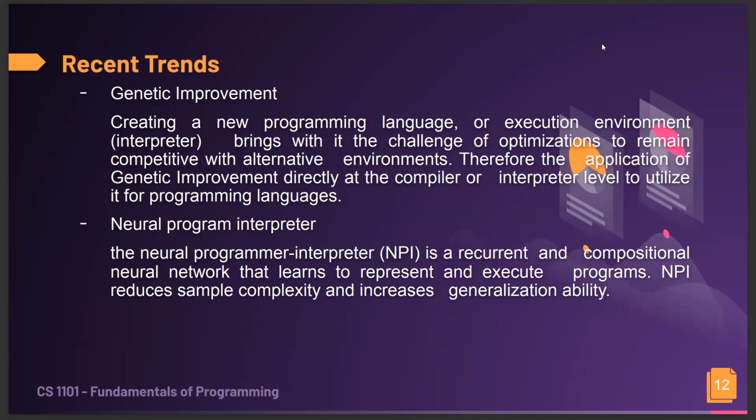Recent trends. Creating a new programming language or execution environment brings with it the challenge of optimization to remain competitive with alternative environments. Therefore, genetic improvement is applied directly at the compiler or interpreter level to optimize programming languages. Neural program interpreters. The neural program interpreter is a recurrent and compositional neural network that learns to represent and execute programs. NPI reduces sample complexity and increases generalization ability.